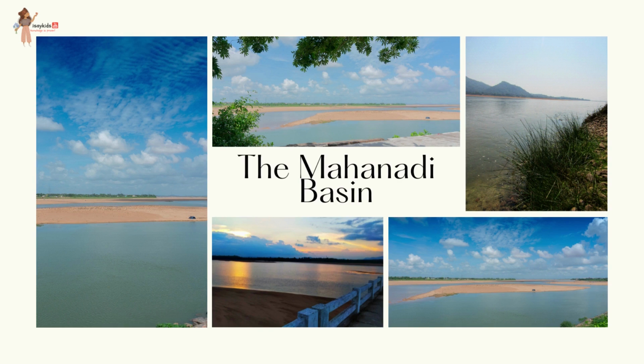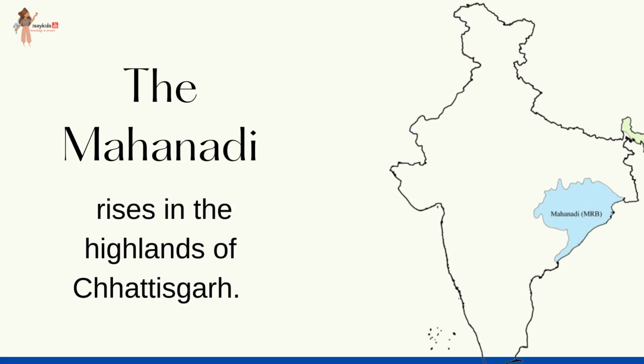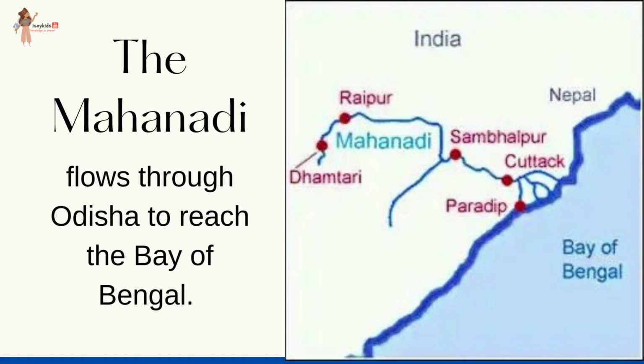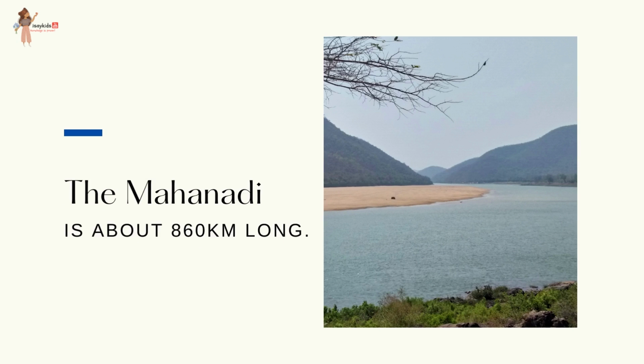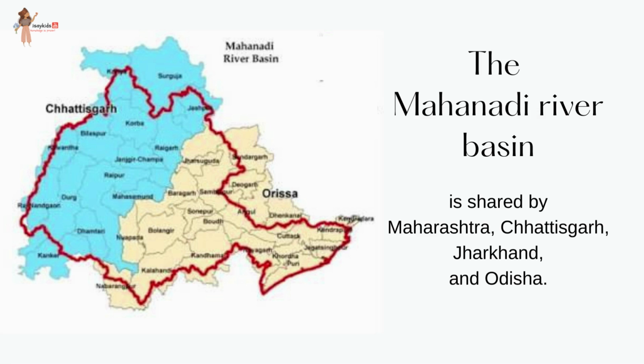The Mahanadi Basin. The Mahanadi rises in the highlands of Chhattisgarh. It flows through Odisha to reach the Bay of Bengal. The length of the river is about 860 kilometers. Its drainage basin is shared by Maharashtra, Chhattisgarh, Jharkhand, and Odisha.